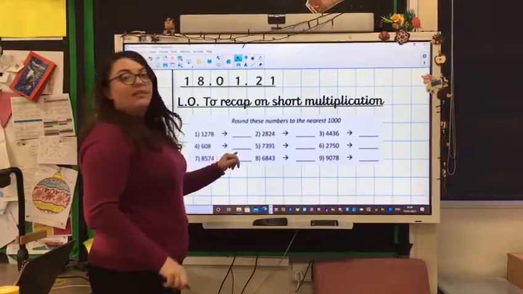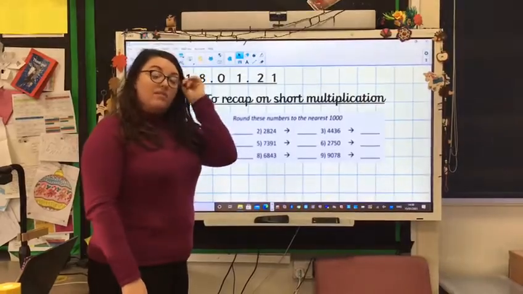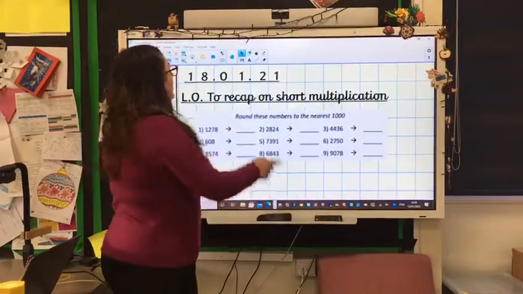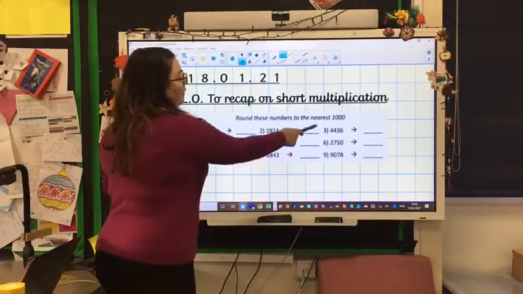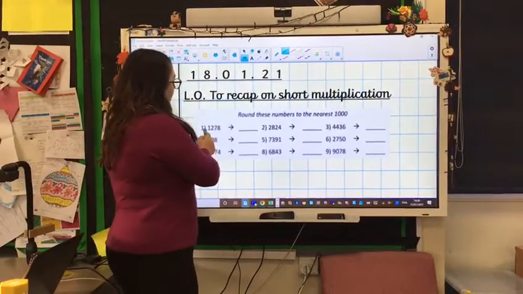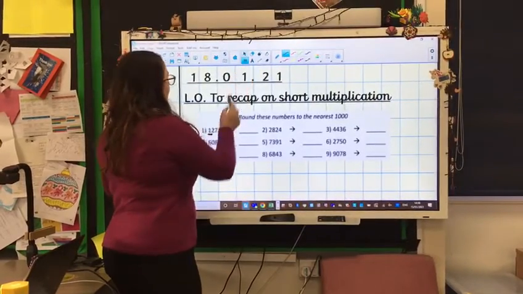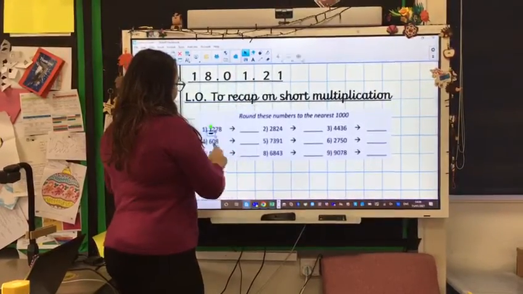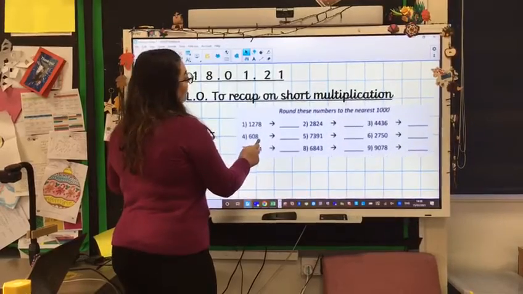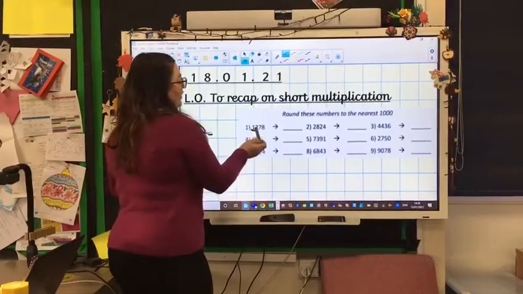Now your starter today, I just want you to round these numbers to the nearest 1,000. So remember the poem that we use. You underline the number that we're rounding to. So for the nearest 1,000, we're going to underline the number in the thousands column. Just going to move this across so you can see it. There you go. We look next door, we see a 2.